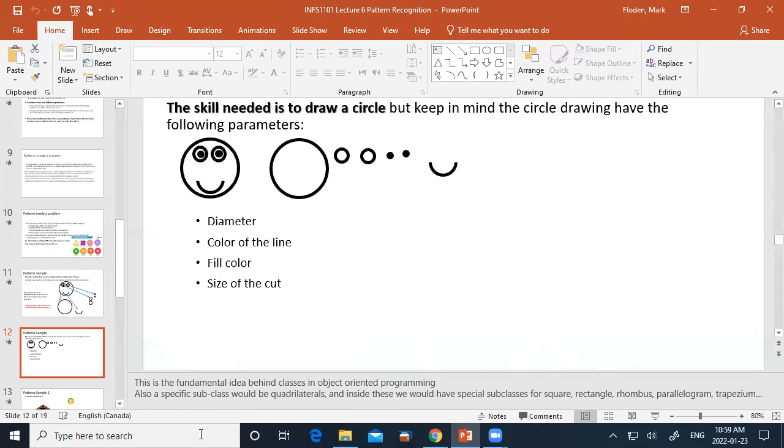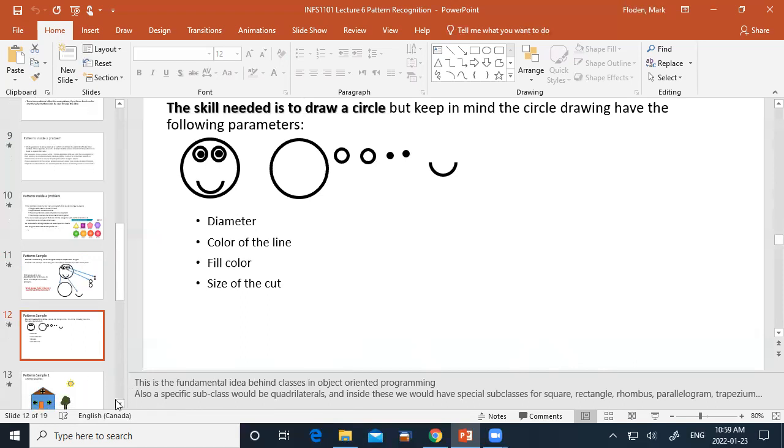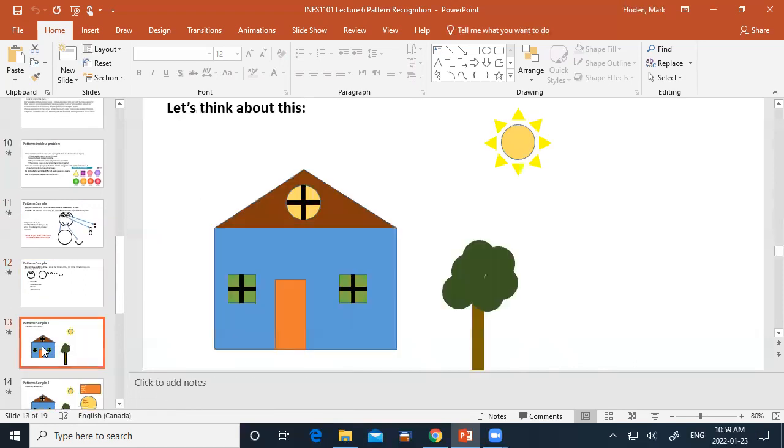I hope I'm sharing this. Yeah, I'm sharing this. This is a fundamental idea behind classes. Yes, class, you would have an object, and the classes which would relate to it could relate to these attributes. Or a class could be the circle.